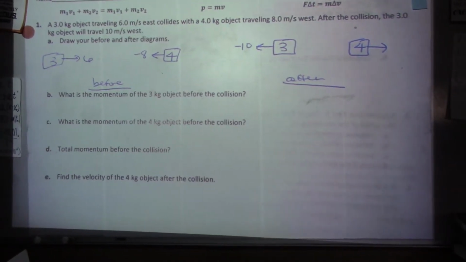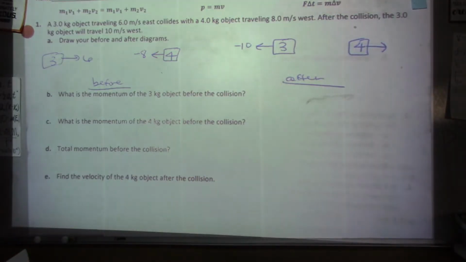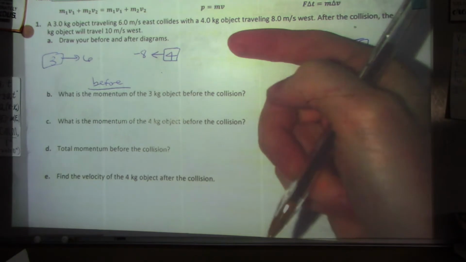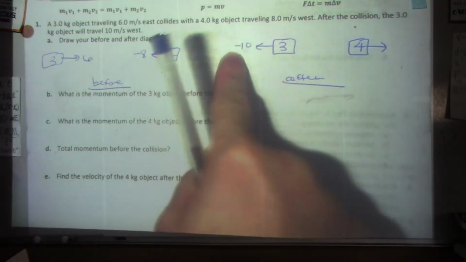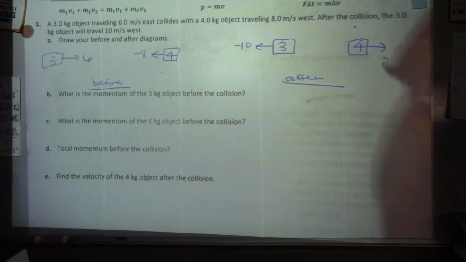For number 1, we've got a 3 kilogram object traveling east at 6 meters per second and a 4 kilogram traveling west. If it's going in the opposite direction, which is left or west, we have to put a negative sign there. And that's the before. After the collision, the 3 kilogram is now traveling again west at 10, so it should be a negative 10. And the 4 kilogram, we don't know, so that is going to be our unknown.